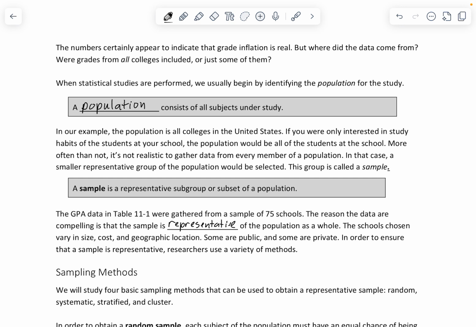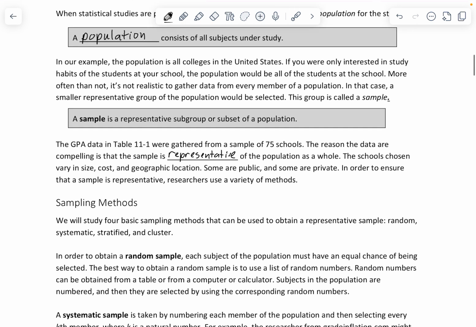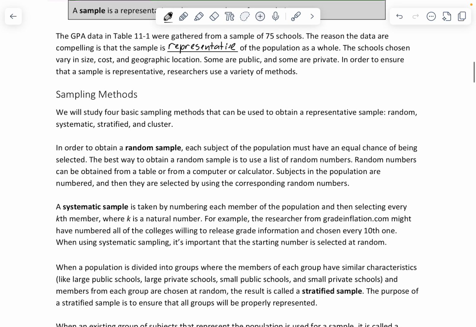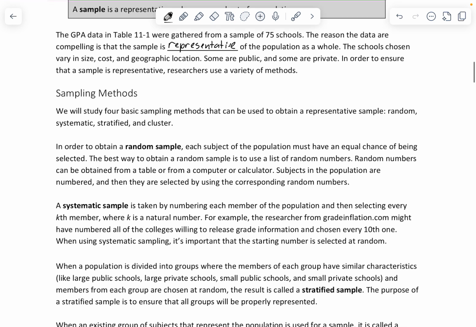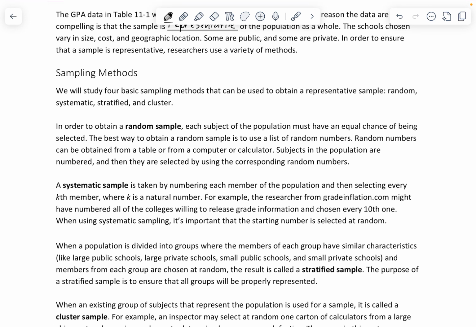In order to ensure that a sample is representative, researchers use a variety of methods. Let's go over now some of the most common methods for obtaining a sample. Sampling methods. So in this section, we will study 4 basic sampling methods that can be used to obtain a representative sample. We will look at random, systematic, stratified, and cluster sampling. So let's look at each of these in turn.